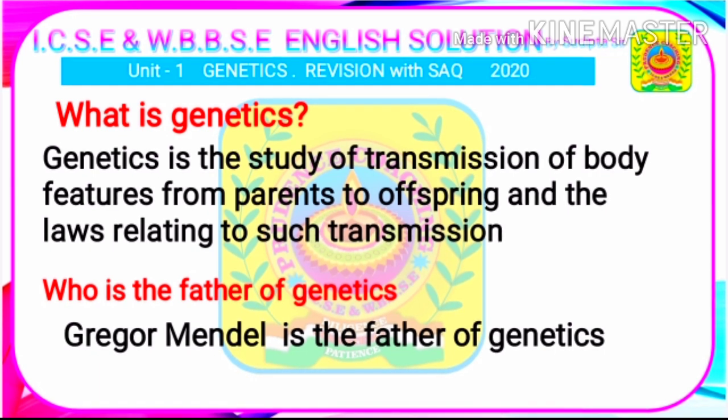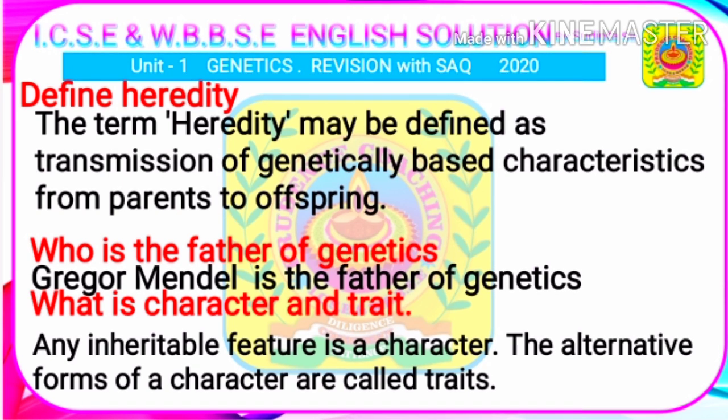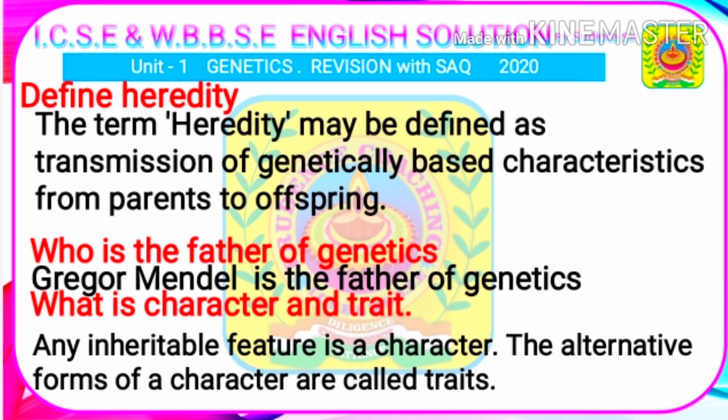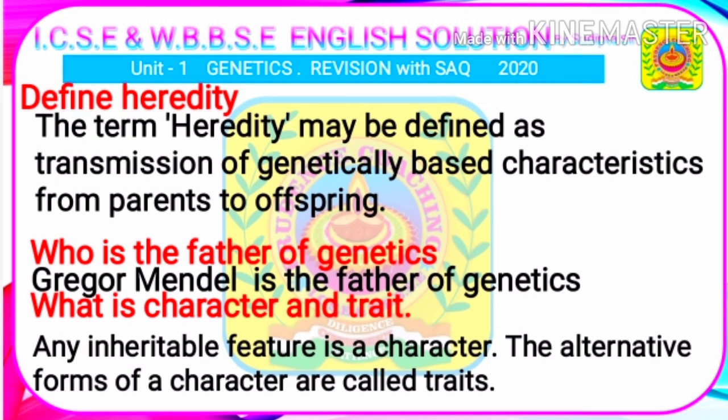We know that Gregor Johann Mendel is the father of genetics. The next question, define heredity. The term heredity may be defined as transmission of genetically based characteristics from parents to offspring. So we can see that there is a lot of difference between genetics and heredity. Genetics is the transmission of body features from parents to offspring, and heredity is the transmission of genetically based characteristics from parents to offspring.